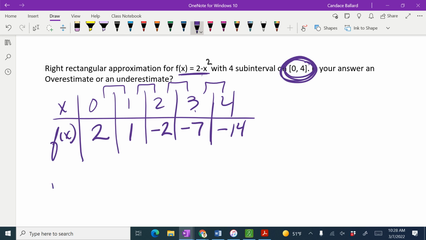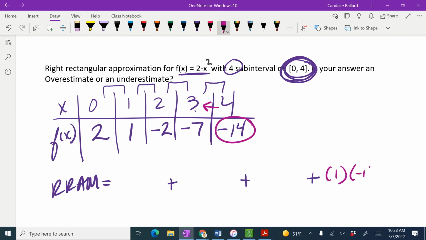All right. We know we're doing an RRAM. I have 4 subintervals, so I'm going to write 1 less plus sign. So 3 plus signs. And then we have the Mrs. Ballard weird way to do it where she starts from the side that it says to start from. So I'm going to start from the right. I look for my distance in between. What's my distance in between? 1. And then I'm going to use this height, which is -14.